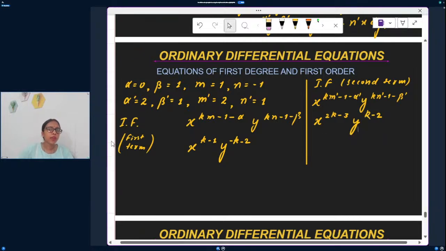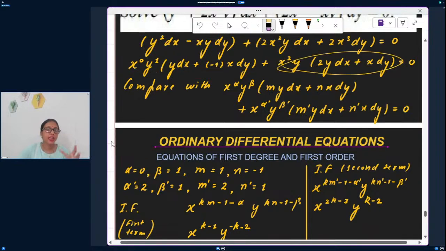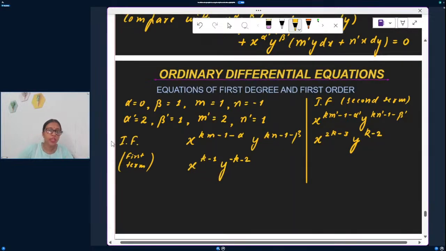But if I multiply this term with one integrating factor and this with another, then obviously my question will change. This is not the same differential equation that we started with. I have to choose one integrating factor that will work for both of them. So if you equate them, you will get the value of k. So k minus 1 is equal to 2k minus 3, by equating the powers of x. So k is equal to 2, right?